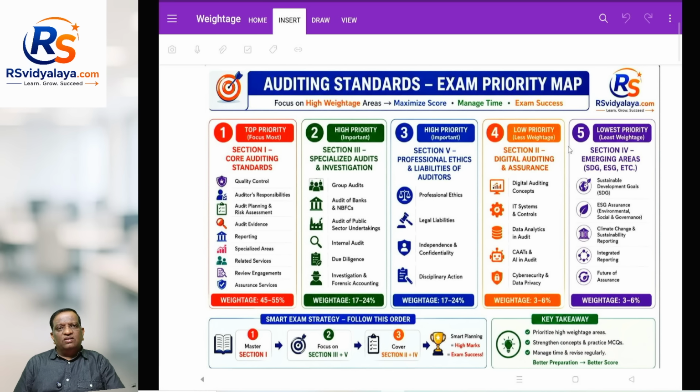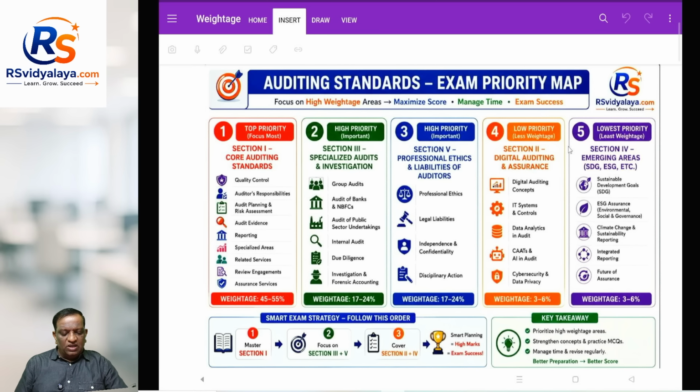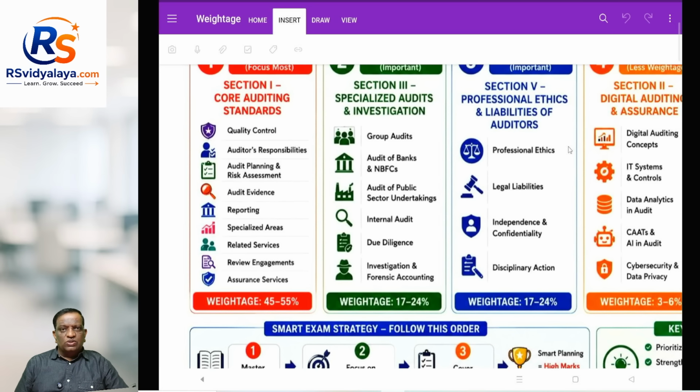So the most important one which you need to focus on is section 1. Now in section 1, it's all about the standards: 200 series, 300 series, 500 series, 700 series, etc. Apart from the standards you have learned at intermediate, at final you would be learning the 800 series standards, and the specialized areas, and then related services and review engagements, which were not part of your intermediate. You never learnt it at inter, now we are going to cover it.